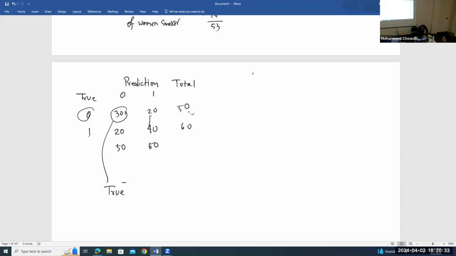How many have the disease and how many correctly predicted? 40, right? There are 60%. 60% have the disease. 40 of them correctly predicted. So this is called the true positive, right? Are you understanding? This is called the false negative, right?